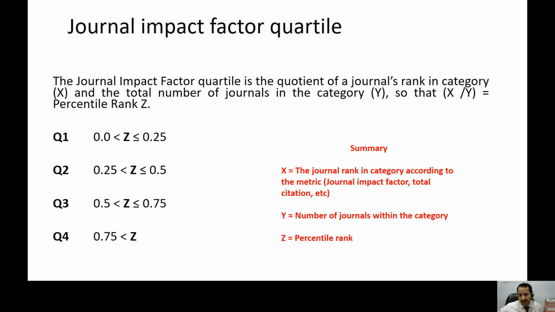You see here, quadrant 1, Q1, is Z between 0 and 0.25, and quadrant 2 is between 0.25 and 0.5, or 50%. And you may say, oh, what is Z? Z is the percentage rank, which represents X over Y, where X is the journal rank in the category according to the metric, and Y is the number of journals within the category. As an example, let's assume we have 100 and this journal's sequence is 15. So 15 means it is quadrant 1. Why? Because 15 over 100 is lower than 0.25. So it is in this rank.